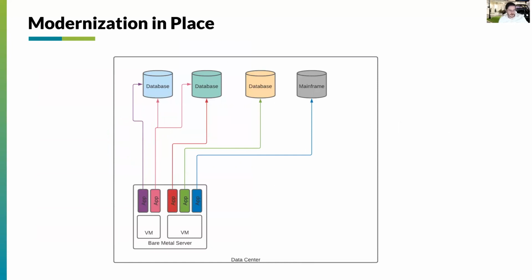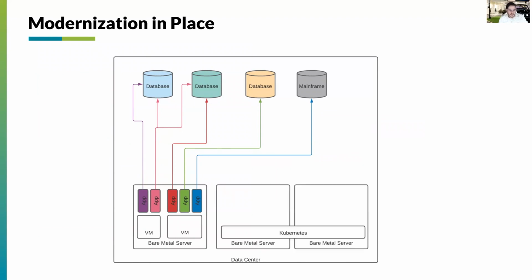You have these 5 different apps represented by the colors. They're deployed in 2 VMs on a bare metal server. Think of this as maybe these 2 applications are coupled in this VM, and these 3 apps are coupled in this VM. And they're all running on one bare metal server. This is where a lot of people start, and a lot of applications start.